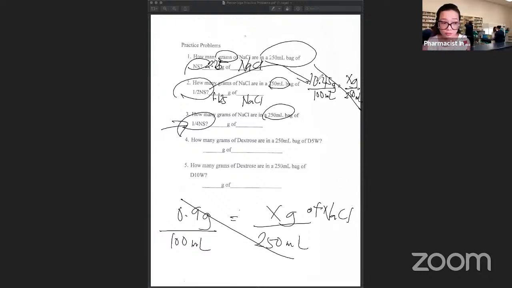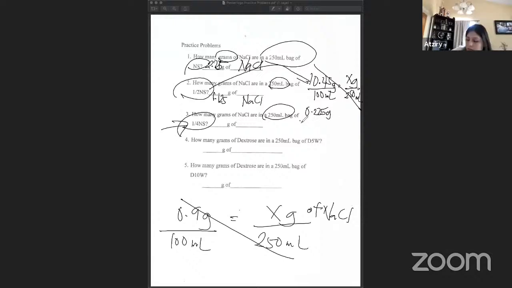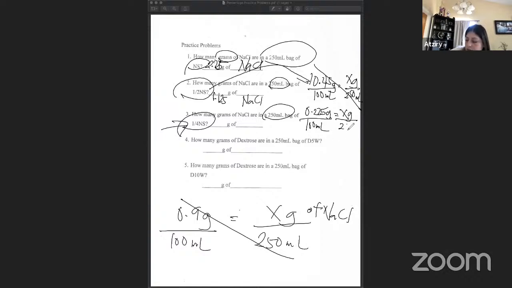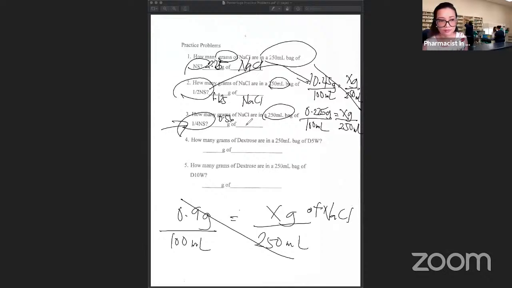Okay? So this will be what? 0.225 over 100 milliliters, correct. Equals X grams over the 250 ml. There you go. So then you multiply that by 250, which is 56.25. And then you divide by 100, which is 0.5625. Of what? Of the NaCl, the sodium chloride.